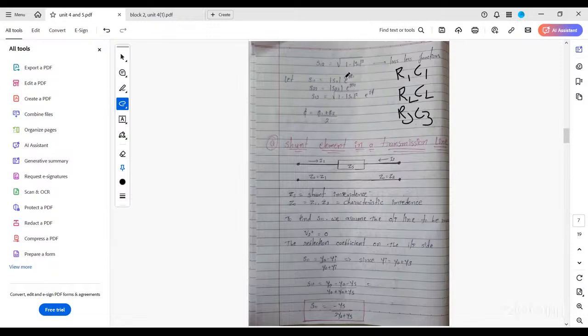Here, I am writing in terms of theta. If I write in terms of theta, S11 equal to modulus of S11 times e power j theta 1. Similarly, S22 equal to modulus of S22 e power j theta 2. Here, for S12, what is theta? Theta represents theta 1 plus theta 2 by 2.